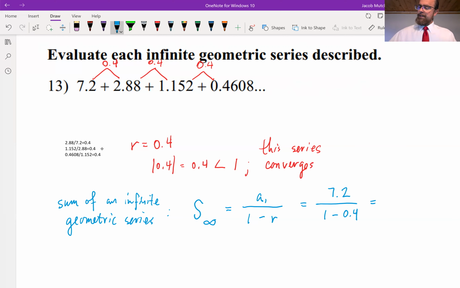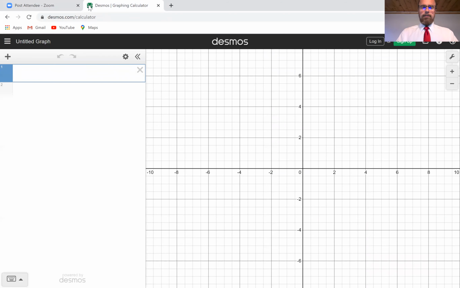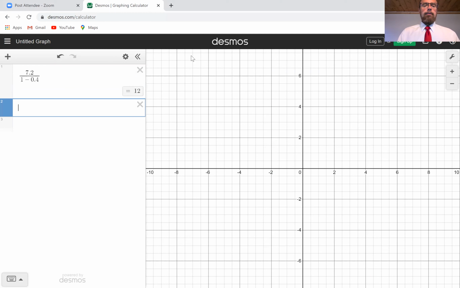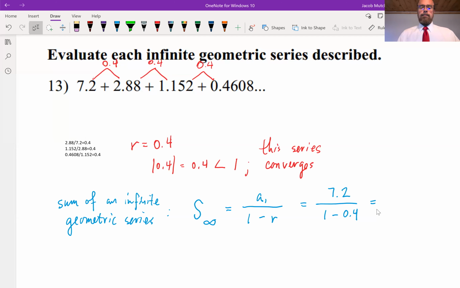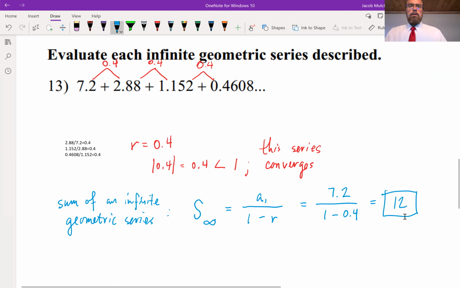So let's take that over to Desmos. Since I've got some mixed calculations here, it'd be easier to calculate there. And let's find that sum. So I'm going to create the fraction in Desmos, put 7.2, the first term, over 1 minus 0.4, the common ratio. And right away, I have the full sum for that geometric series. It all adds up to 12. So that example definitely shows how we can use this formula.